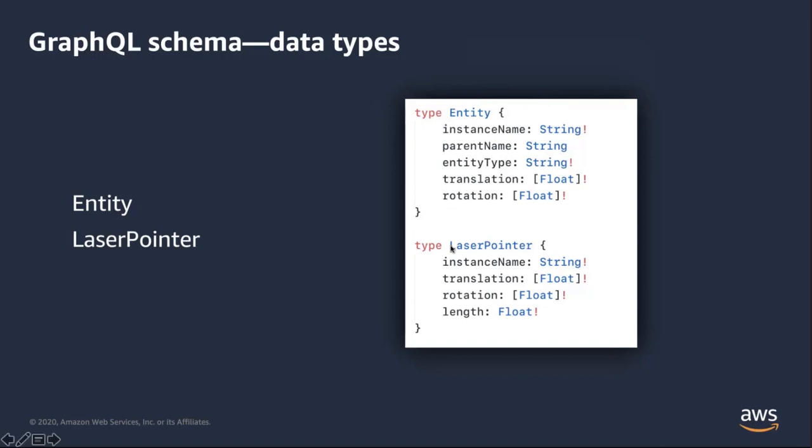We don't have to talk much about the laser pointer. It was just sort of a specialized version of entity. So really, there were only 2 data types I had to define for this experience. And for many Sumerian experiences, you would only need to define this one entity data type.